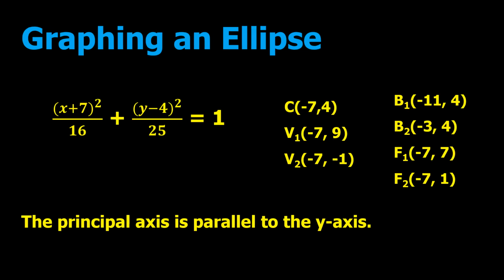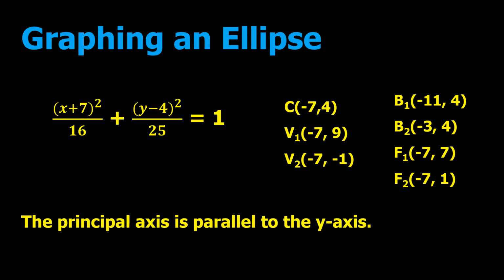We are now ready to identify all the properties of the ellipse before graphing it on the Cartesian plane. So, having the standard equation, x minus h squared over b squared plus y minus k squared over a squared equals 1. Since the value of h is negative 7 and the value of k is 4, then the center is at negative 7, 4. And the value of a is 5. Then, to identify the two vertices, we will add and subtract 5 to the ordinate of the center.